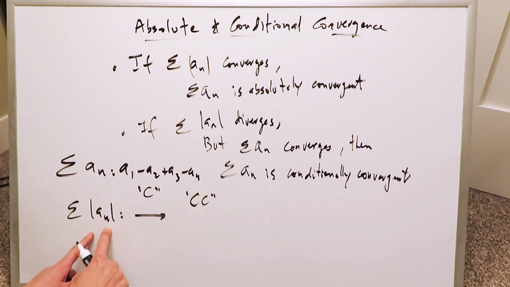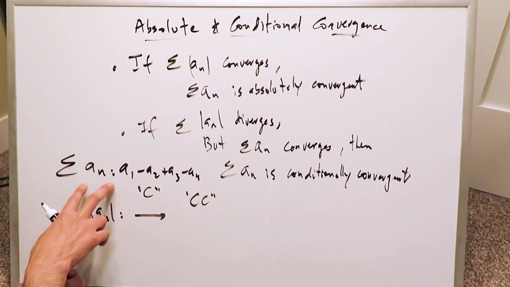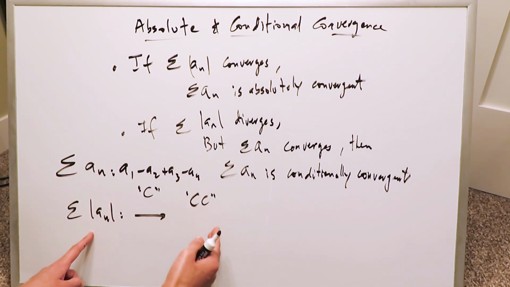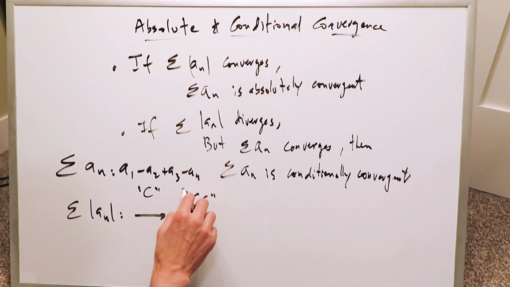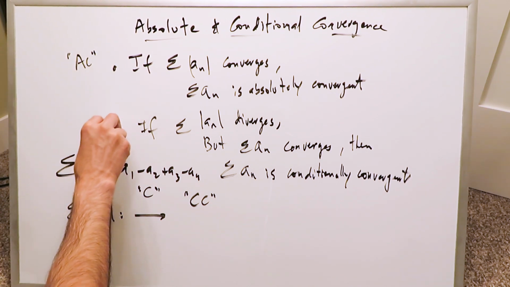Because if you prove this to be convergent, then this had to be convergent. But if you prove the non-absolute value version to be convergent, the absolute value version of that does not necessarily turn out to be convergent. The best you can do here is conditional convergence. With rule 1, you're seeing absolute convergence. With rule 2, you're seeing conditional convergence.